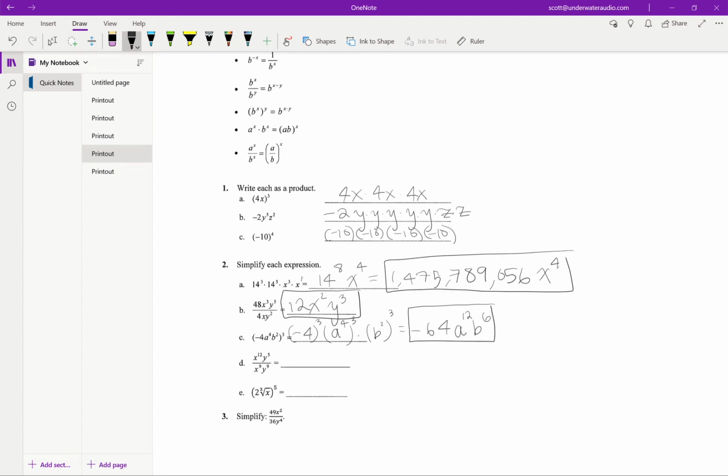All right, so actually this is very nice. I've got x to the 12th divided by x to the 9th, so I can just subtract. 12 minus 9 is 3. And then I have y to the 5th over y to the 9th. So again, with subtraction, 5 minus 9 is minus 4. You could leave it that way, but you could also write it as x to the 3rd over y to the 4th. Sometimes MyMathLab will want you to have only positive exponents.